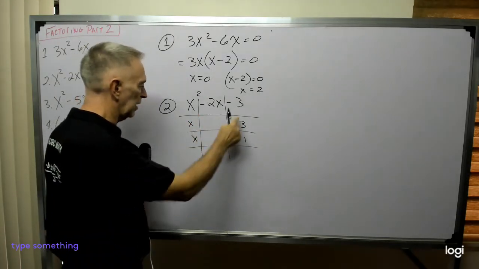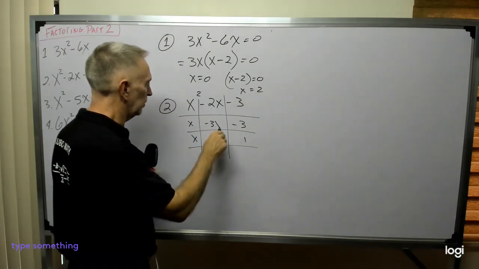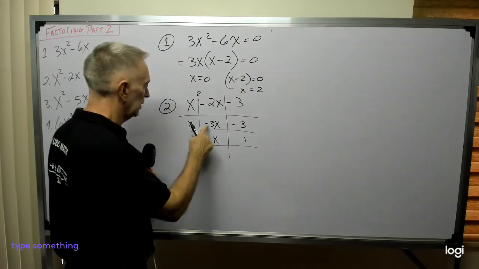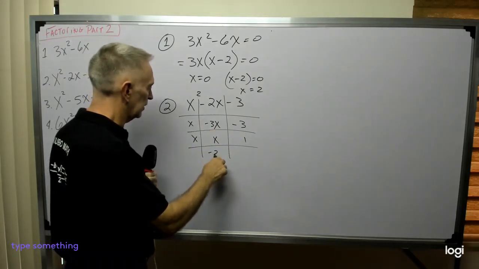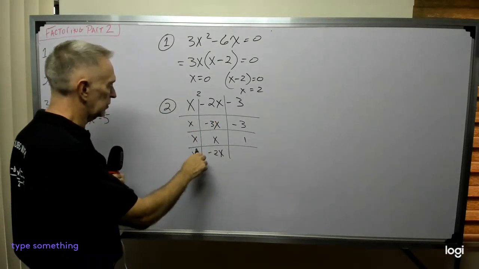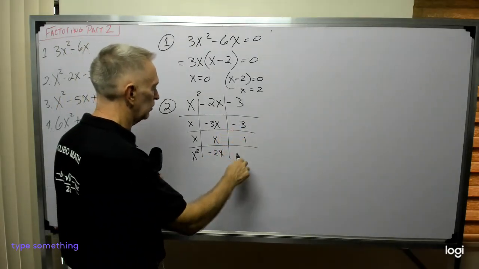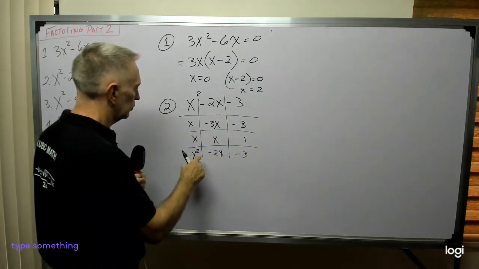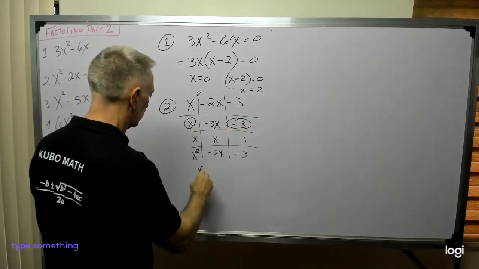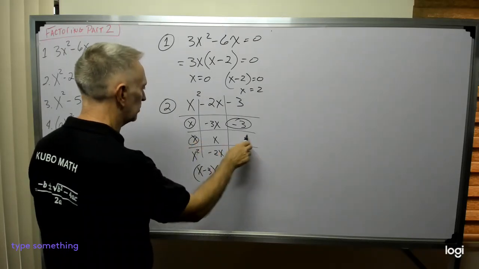So let's multiply the diagonals. X times a negative 3 is negative 3x. X times 1 gives me a positive x. Negative 3x plus x is negative 2x, which is what I needed. X times x is x to the second power. Negative 3 times 1 gives me a negative 3. So now my factors end up being x minus 3 times x plus 1.